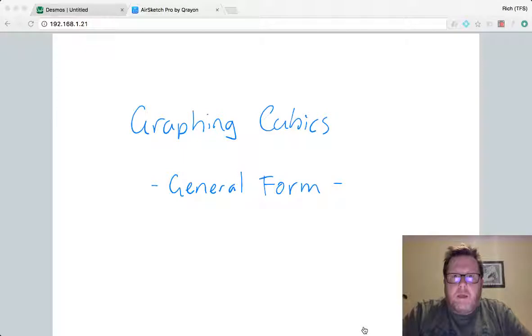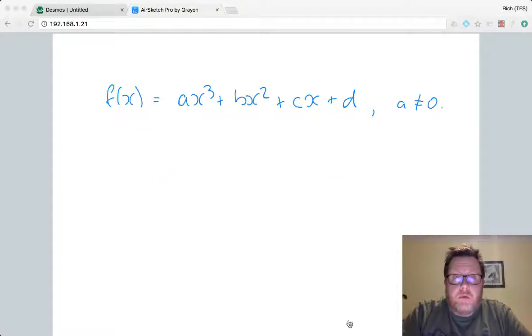Hi everyone. In this video, we are going to have a look at how to graph cubics from the general form. So this is what the general form looks like. It's not factorized. It's not in turning point form or transformation form. We've just got f of x equals ax cubed plus bx squared plus cx plus d, with a not equal to 0.